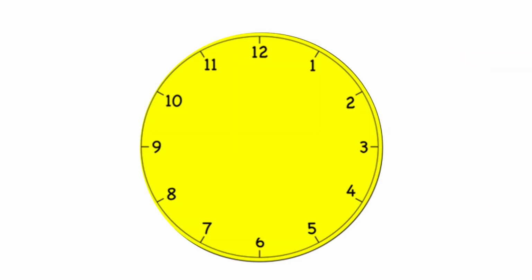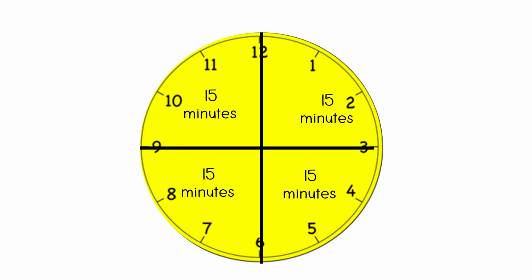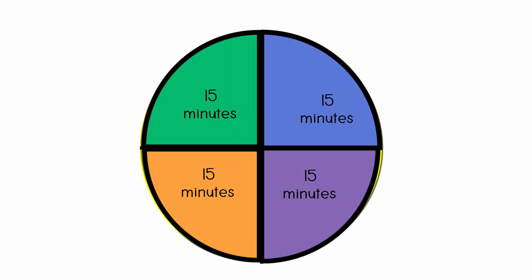Next, draw lines to divide a clock face into fourths, just like the fraction circle. Have them count how many minutes there are in each quarter or fourth of the hour. Then overlay fourths pieces on each section of the clock and label the 15-minute intervals going around the clock.